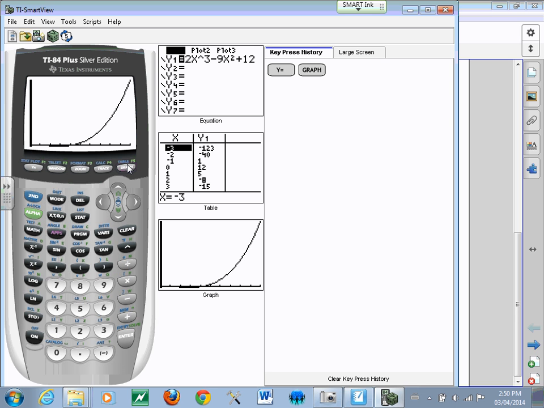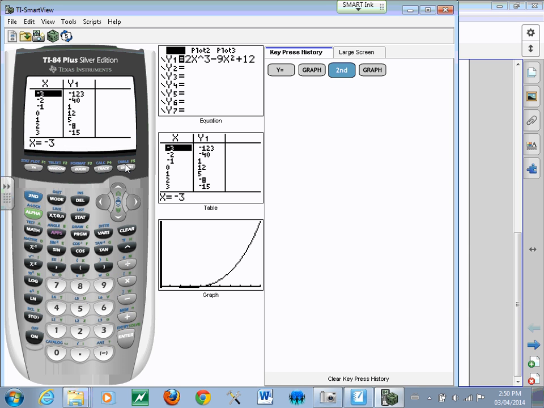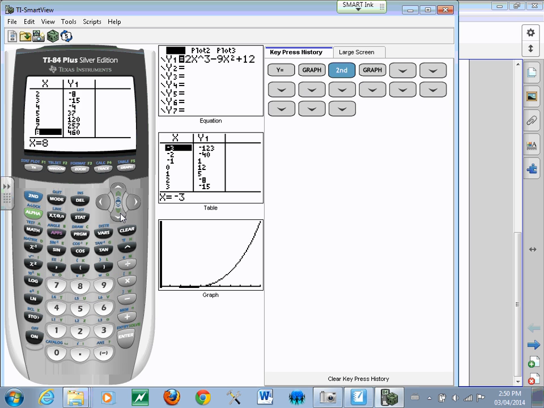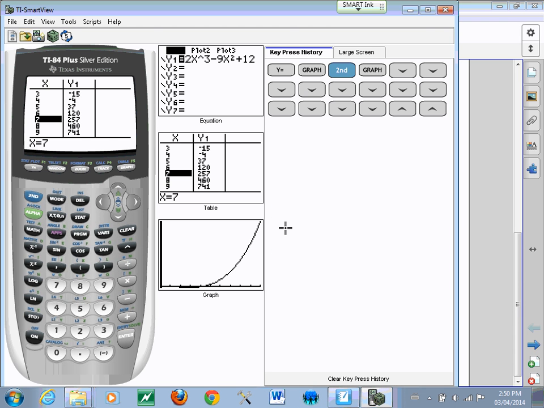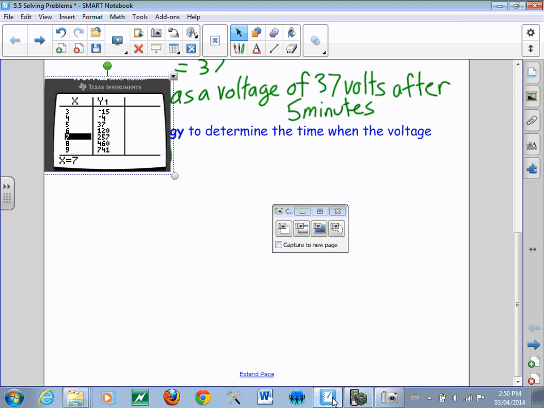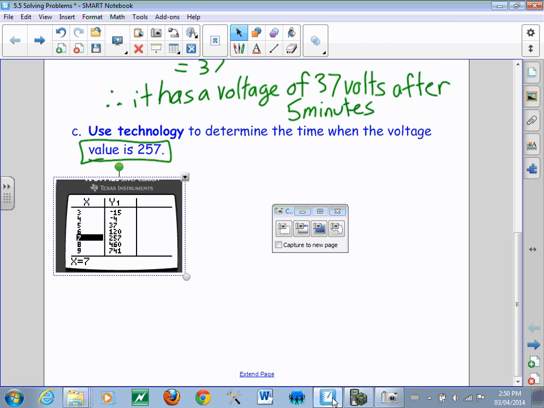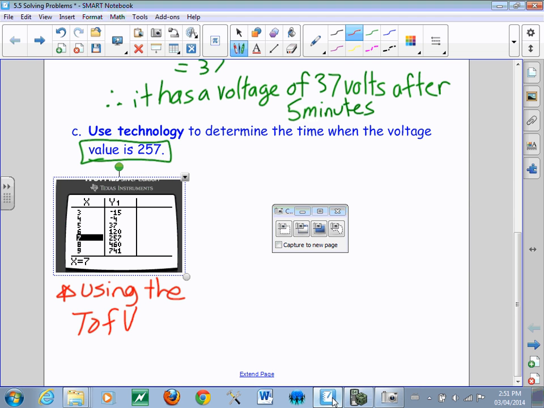Okay? So two ways to find out when the voltage is at 257 is I can go to my table first. So go to second table, and I'm going to go all the way until I can see the answer, which we're looking for is 257. So I've got that. Let me just quickly capture that and bring it in. Okay, so there's one thing I did. So using the table, I could find it after putting the equation in.